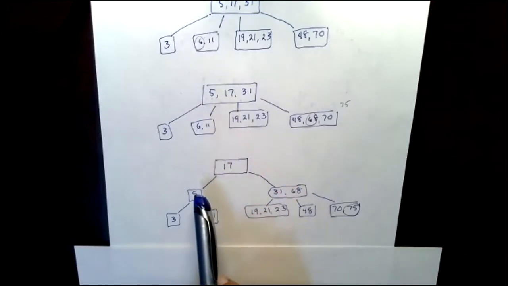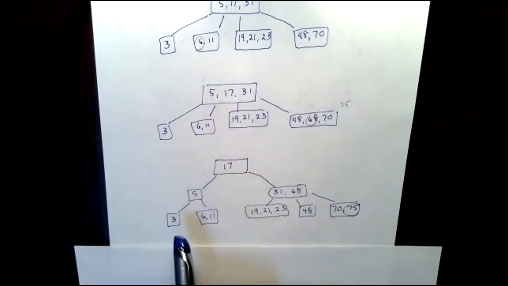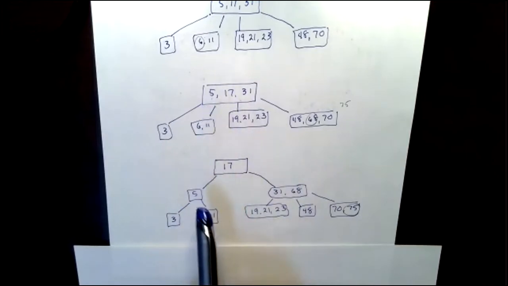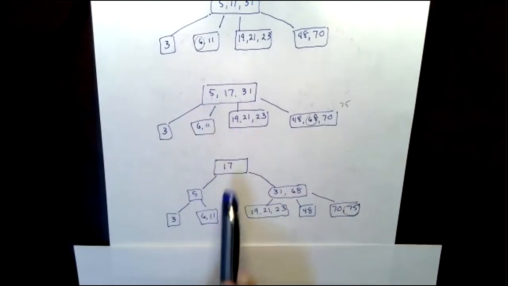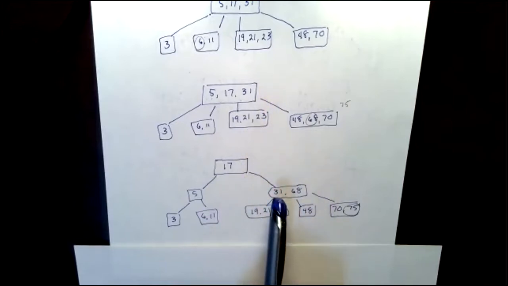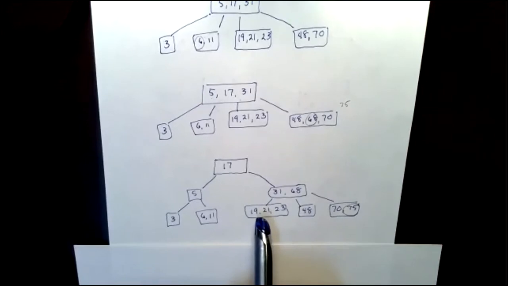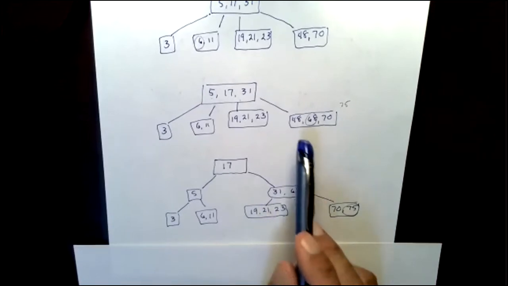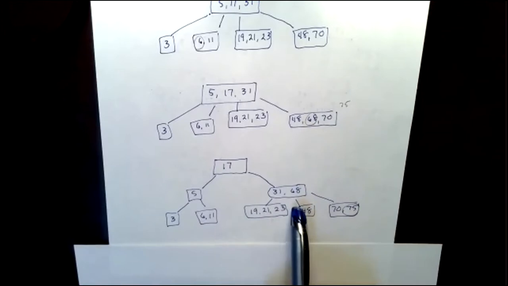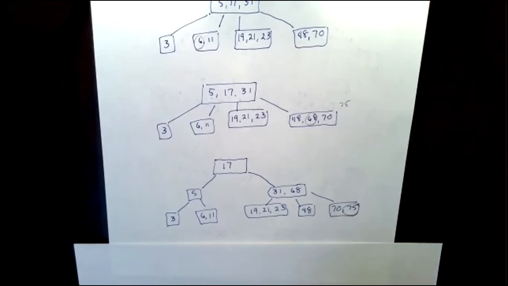To the left of the 5 was the 3, to the right of the 5 was the 6 and 11. To the left of 31 was this guy. Between them is going to be just this number here, 48, and to the right would be 70 and 75. And most of you ended up with that, correct? Besides lacking 48.